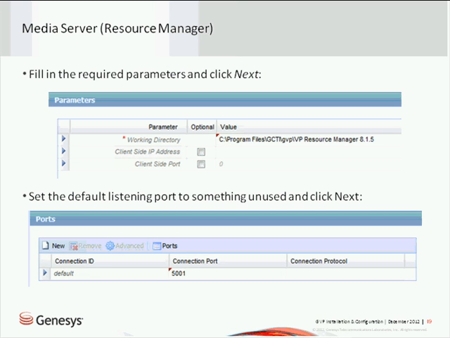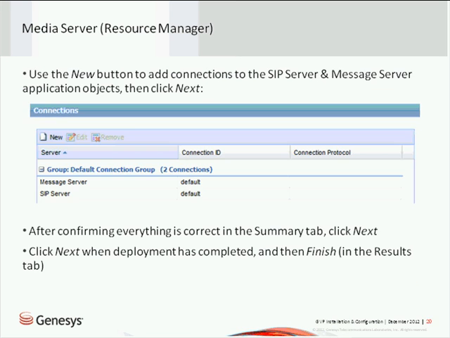Moving on, we have to configure a default listening port. I believe for the most part GVP doesn't really use this, but this should still be unique. So in this case, I picked 5001, as 5000 is typically used by the Genesis deployer.